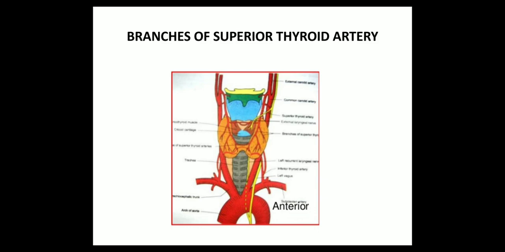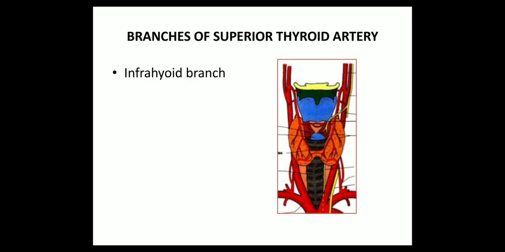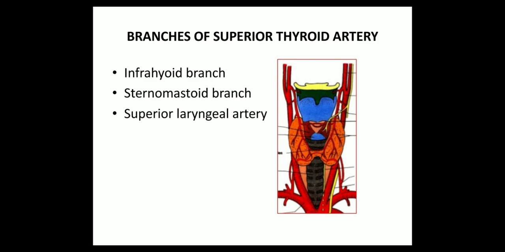The branches: it gives anterior and posterior branches. The anterior branches are named. They are the infrahyoid branch, which anastomoses with its fellow of the opposite side. The sternomastoid branch to the sternomastoid muscle. The superior laryngeal artery accompanies the internal laryngeal nerve, enters deep to the thyrohyoid muscle and pierces the thyrohyoid membrane to supply the larynx.